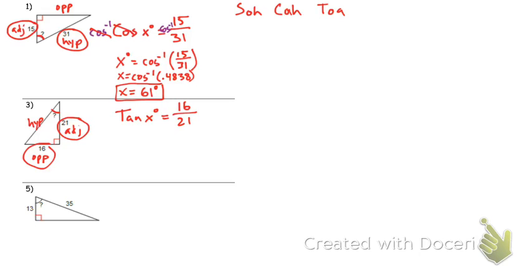Okay. Now we want to get rid of tangent. To get rid of tangent, we do the inverse tangent to both sides. What you do to one side, do to the other. This will eliminate the tangent, and we're left with this equation that we need to solve. X equals tangent -1 of 16 over 21.